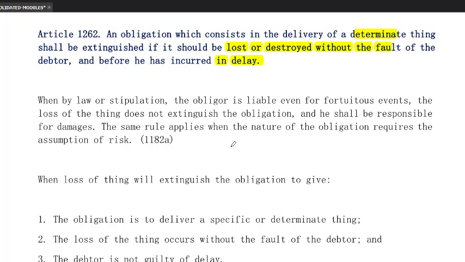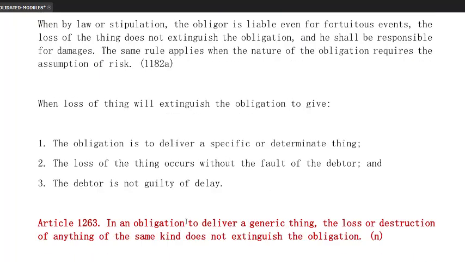What happens when the object of the obligation is to deliver a generic or indeterminate thing? Under 1263, the loss or destruction of anything of the same kind does not extinguish the obligation. What's the reason behind this? If you could recall, a generic or indeterminate thing could really be replaced, so the obligation is not extinguished, under the principle that the genus never perishes. Genus nunquam perit, if you could recall that one. Except when it is a limited generic thing. But the very general rule is that if a generic or indeterminate thing is the subject of the obligation, the obligation is not extinguished.